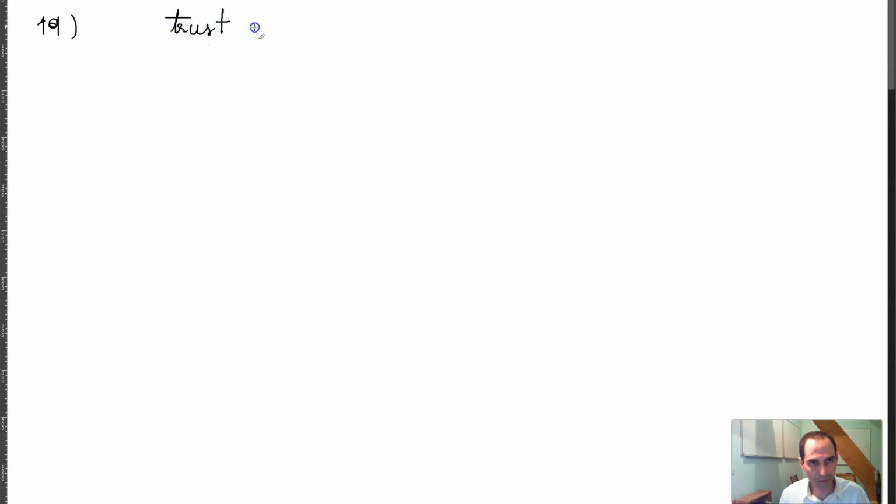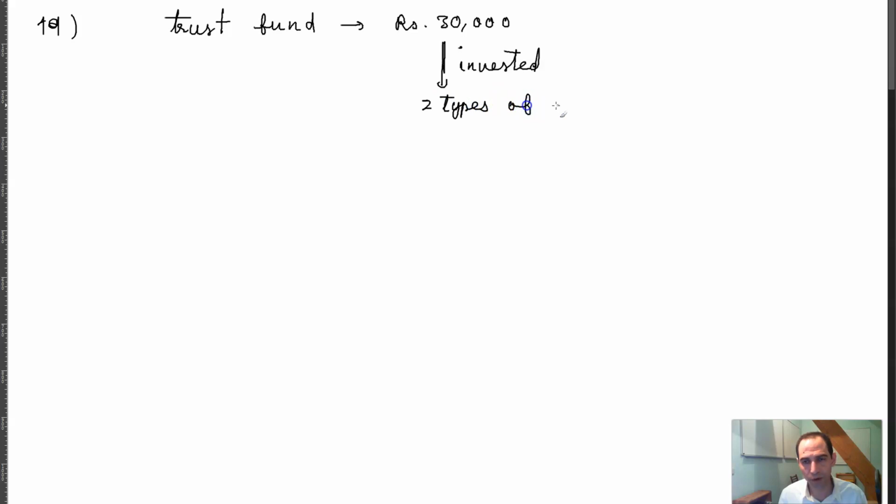There is a trust fund that has 30,000 rupees. And this 30,000 rupees must be invested in two types of bonds. Let's call them, for example, B1 and B2. Bond 1 and bond 2, right?